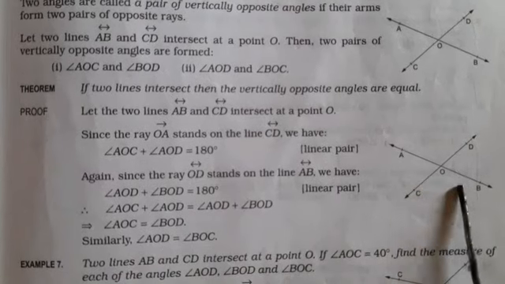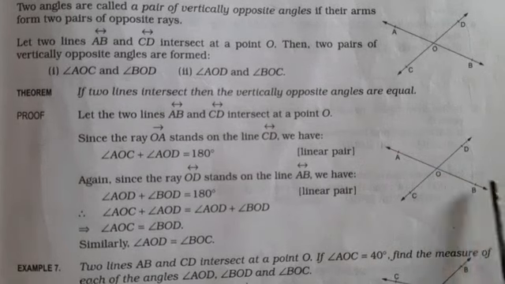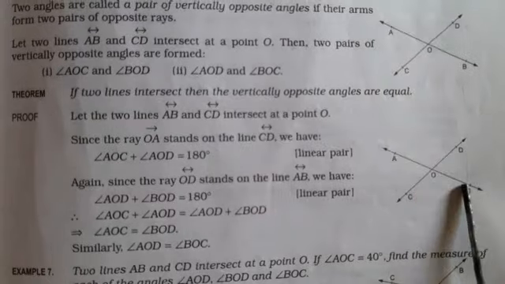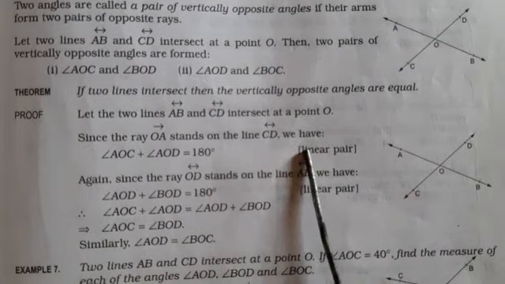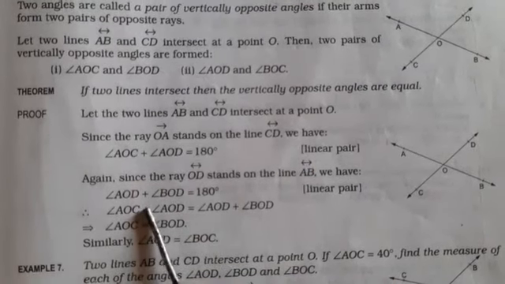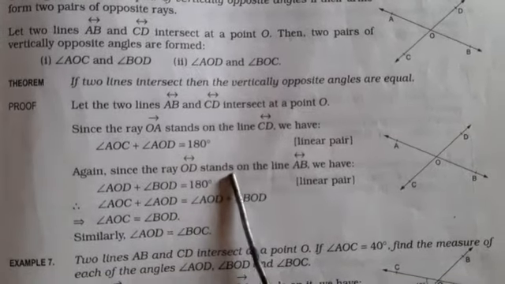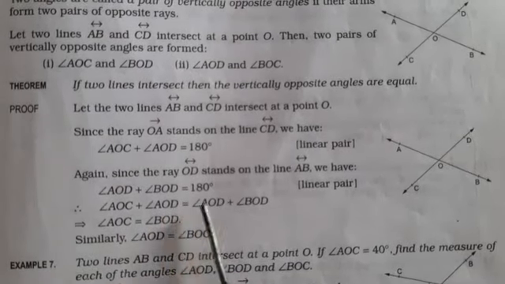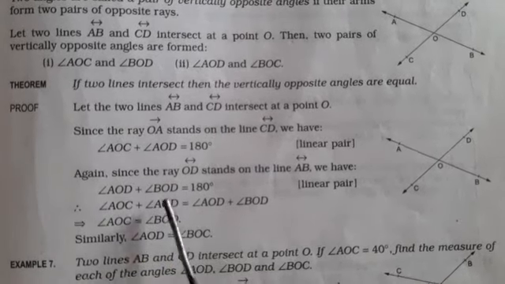Now we take another one. The ray OD stands on line AB and forms a linear pair, that is angle AOD plus angle DOB is equal to 180 degrees. So now we have two equations. One is AOC plus AOD equal to 180 degrees, and another one is AOD plus BOD equal to 180 degrees. Now we will compare these two equations. Both are 180 degrees, so angle AOC plus angle AOD is equal to angle AOD plus angle BOD. Here AOD is the same, so we can cancel it.